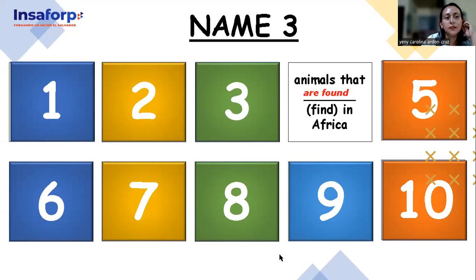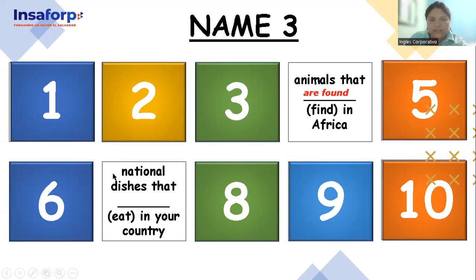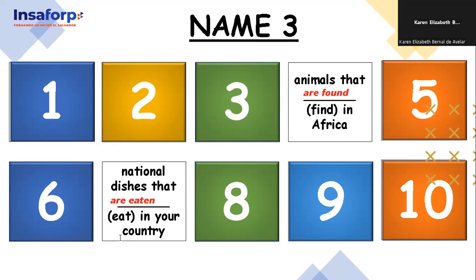Seven. Okay. National dishes that are eaten in your country. Can you mention some? Like pupusas. What else? Anything else? Just pupusas? Salvadorans only eat pupusas? No, pupusas, tamales. And you can mention some varieties. Okay. Yuca frita. Okay. Anything else? Horchata, I don't know, any other dish? Empanadas.